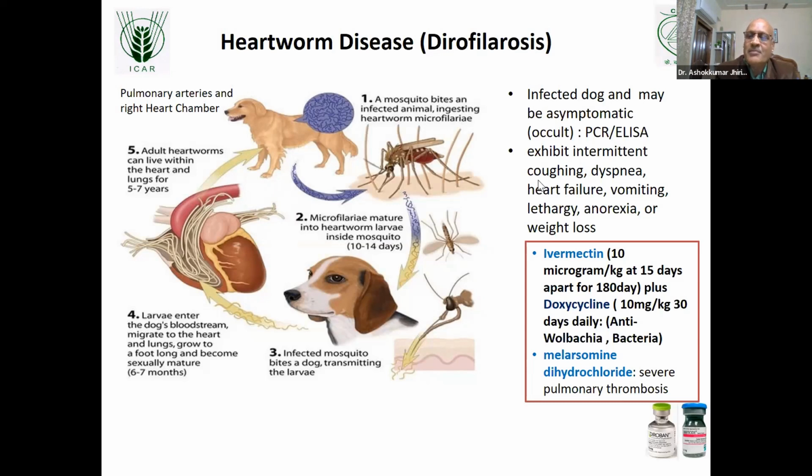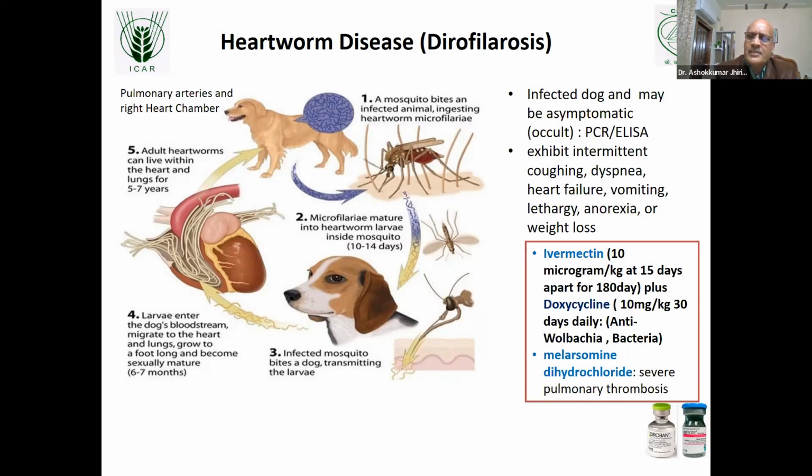Sometimes there is a high number of parasites, I mean adult parasites, in the heart chambers, and different clinical signs are exhibited, such as intermittent coughing, dyspnea, heart failure, vomiting, anorexia, and weight loss. But sometimes the load is not very high, so they remain in the heart chambers, not visible. This is known as the invisible or occult form of the disease. You need a very special molecular test to diagnose the occult form of the disease, that is, by PCR or ELISA.